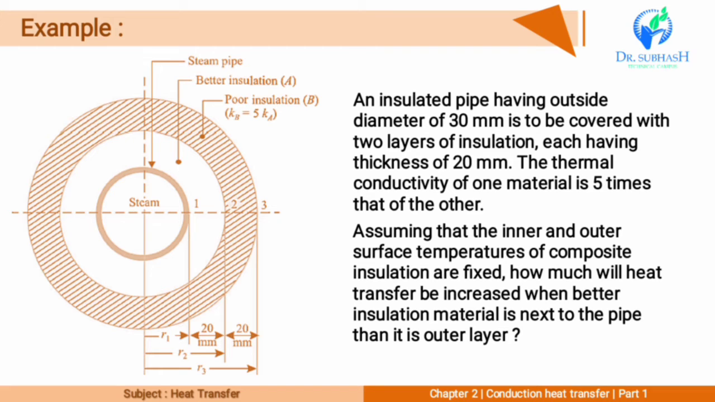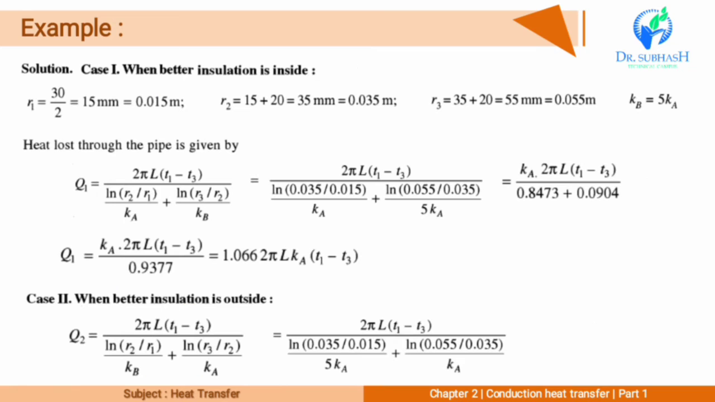So as shown in the figure, inside the pipeline is steam, which is covered by a better insulation A, and also it is covered by the poor insulation B. This example we can solve with the help of two cases. Case 1, when better insulation is inside, and case 2, when better insulation is outside. That figure shows case 1, when better insulation is inside. So let's start with the solution.